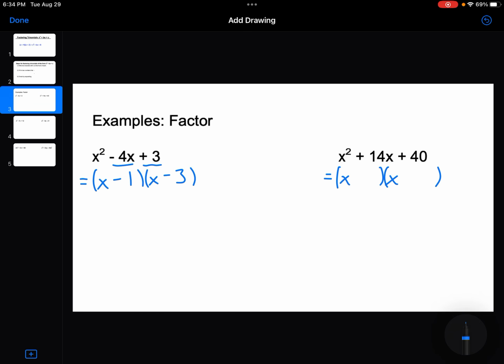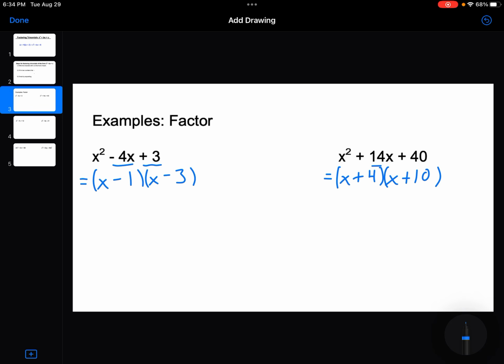That doesn't work. We could do 2 and 20. We could get 22 or 18. So neither of those work. The next one I'd look at is 4 and 10, so 4 plus 10 is 14. Okay, well that works. That's the number that we need. So now I need to look at my signs. We're multiplying to a positive, and we're adding to a positive, so both of these are going to be positive. And then I'm just going to make it 4 and 10.